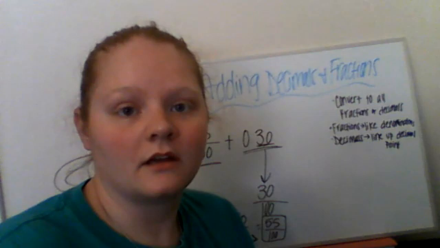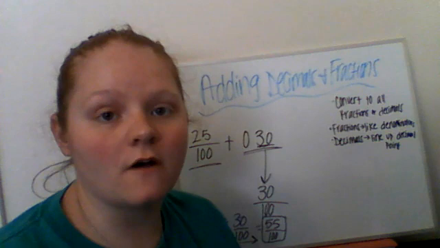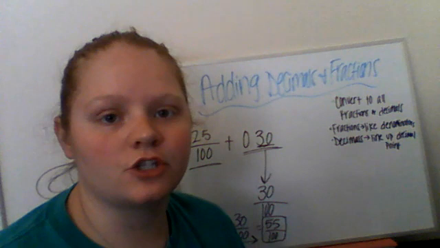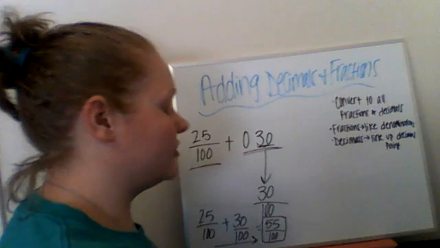Okay, so when you convert to all fractions, all you have to do when you have all fractions in your problem is, if your denominators are alike, then you just add your numerators across and just drag that denominator, and then that's your answer. Let's look at when we convert to all decimals.